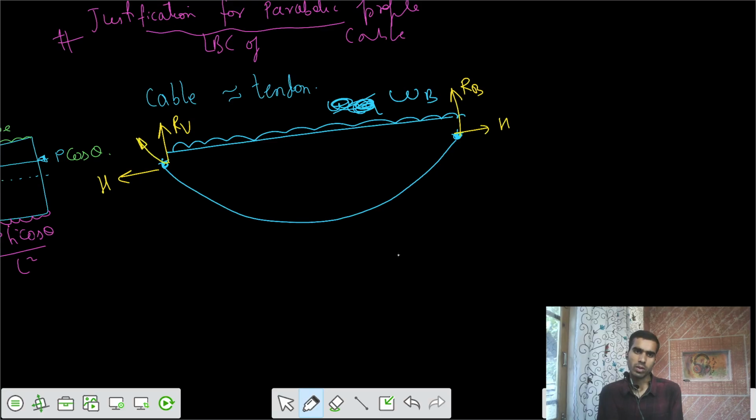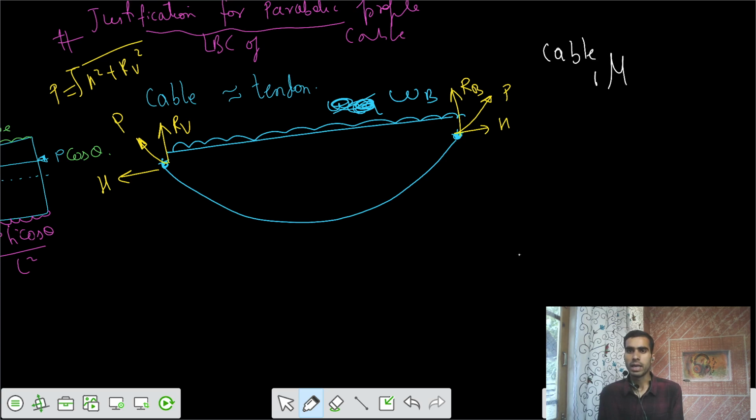So this one would be some resultant. Let's say this is some P, we call it the resultant, where P is the root of S square plus RV square. So there's some force P here, resultant. If I use the property of the cable, do you know the property of a cable? The bending moment in the cable is zero at each section. If I take any section at the midspan, there's some value of sag at the midspan equal to H.